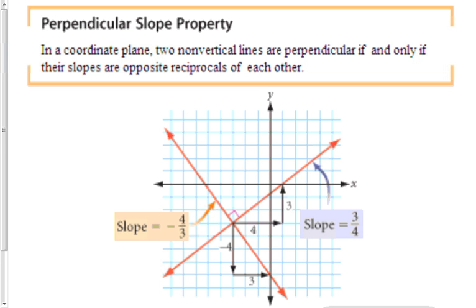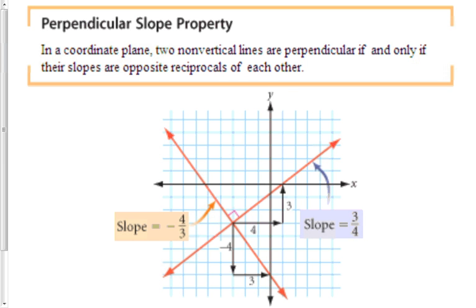Next, we come to the perpendicular slope property, and it states that in a coordinate plane, two non-vertical lines are perpendicular if and only if their slopes are opposite reciprocals of each other. Now let's look at the diagram here. You can see the two red lines. They are perpendicular, designated by the right angle symbol right there. And let's examine their slopes.